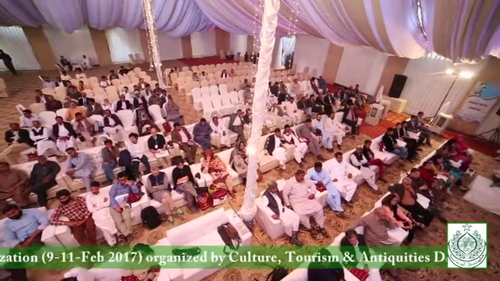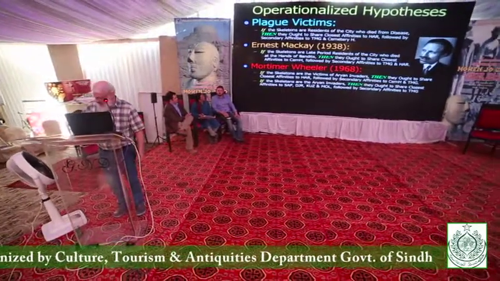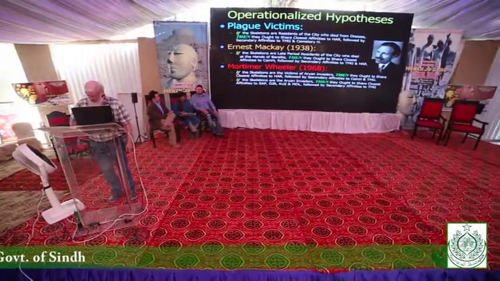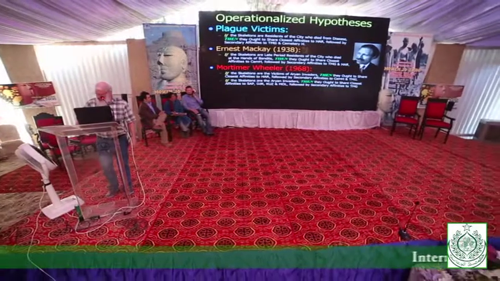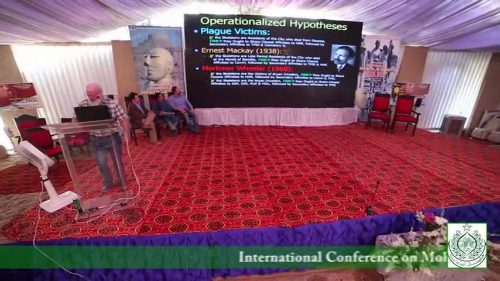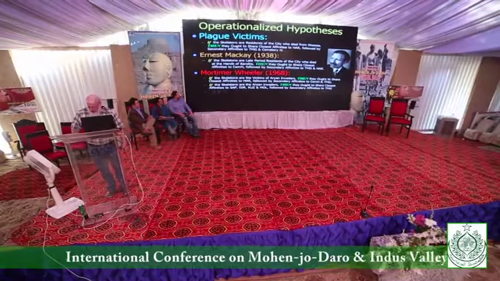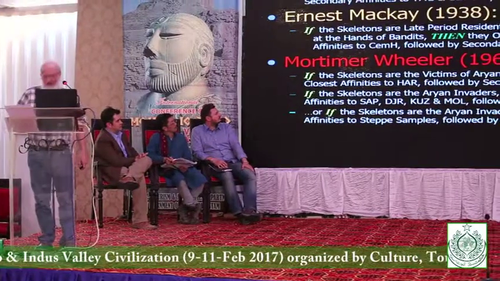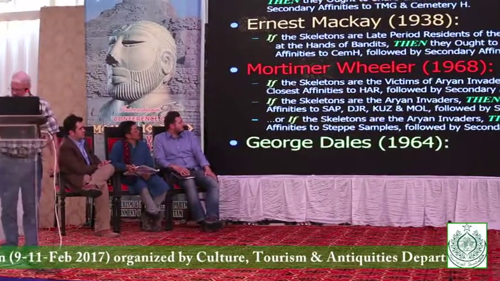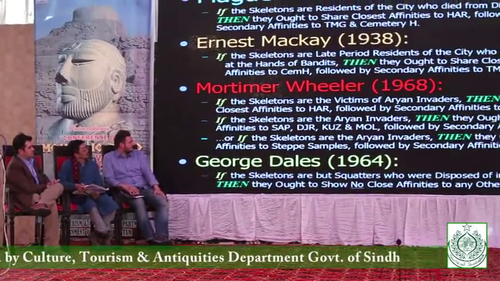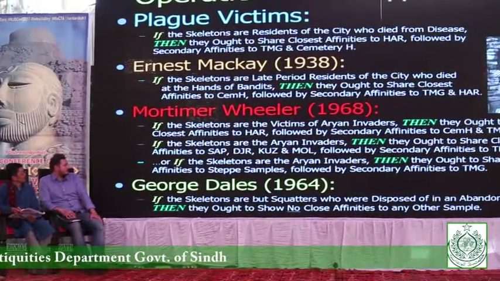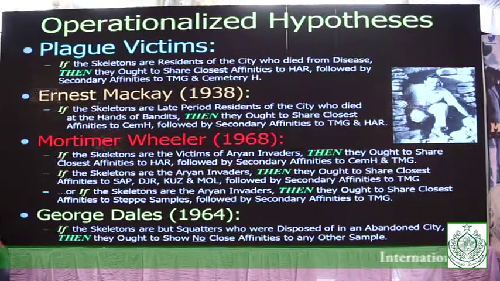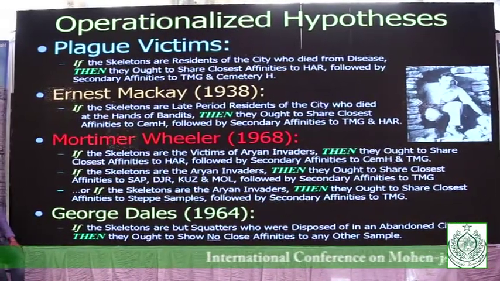If, however, they were the remains of the invaders themselves, then they ought to share closest affinities to their alleged source population, either in the inhabitants of the urban centers of the BMAC in Bactria and Margiana, or horse-mounted nomads of the Russo-Kazakh steppe. Finally, if Dales is correct that these are the remains of itinerant squatters who used the abandoned portions of the city for disposal of their dead, then these individuals may bear no affinities to any of the other samples included in this analysis.